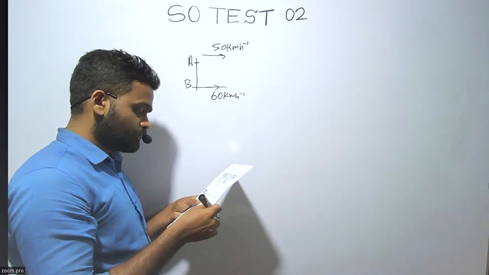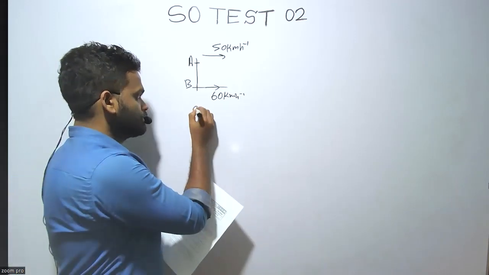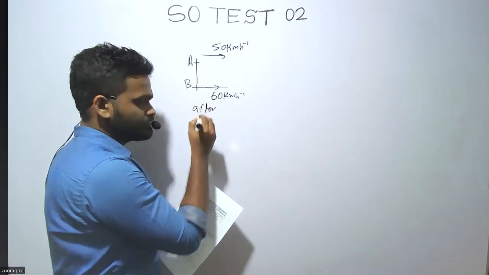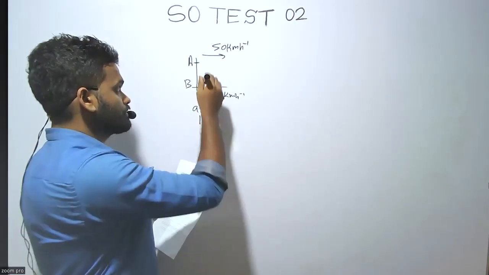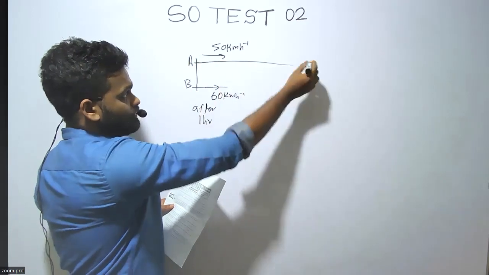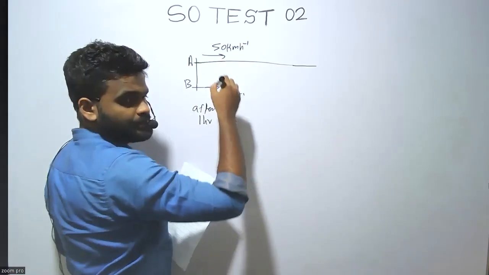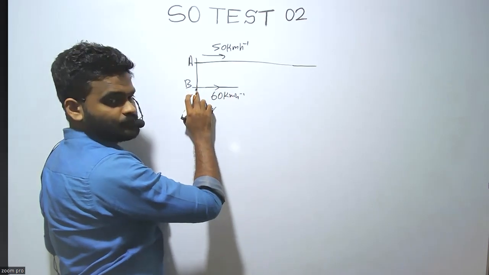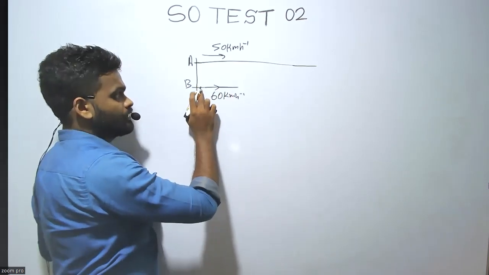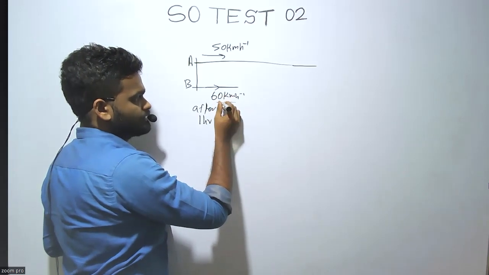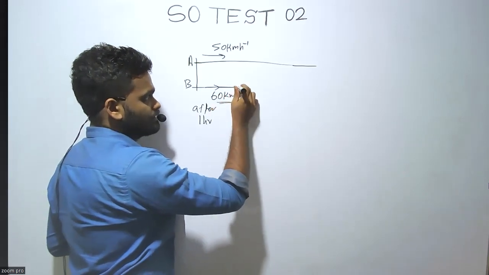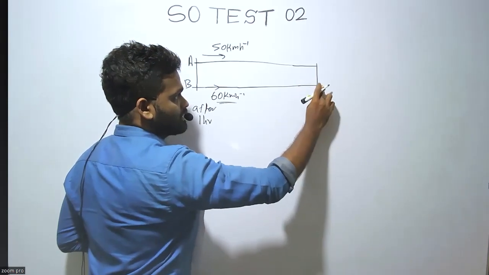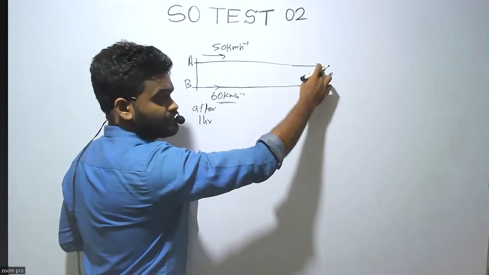Car B starts moving after 1 hour, so car A is already moving at this speed, but then car B starts moving after 1 hour. But since the velocity of B is higher, as it moves, car B can catch up with A somewhere here.